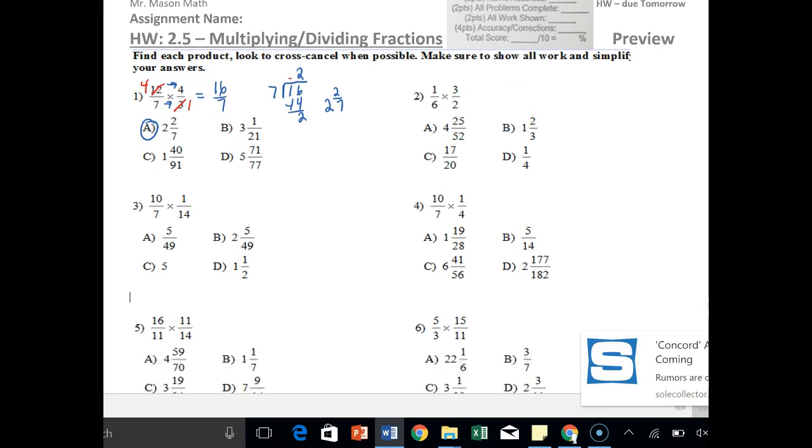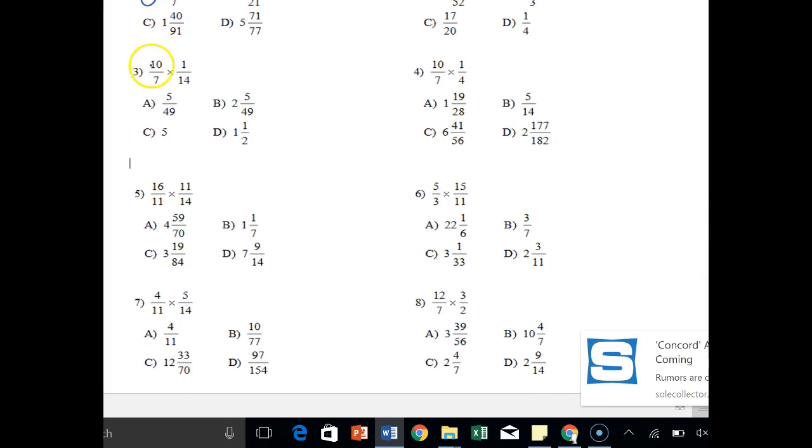done number 1. Number 3, ask yourself, do 10 and 14 or 1 and 7 have anything in common? And yes, they do. 14 can be divided by 2, 10 can be divided by 2. So then I go ahead and multiply straight across, and when I do that, I get my answer of 5 over 14. That's totally simplified.